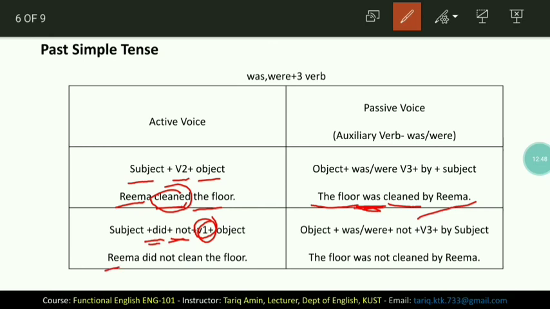Rima plus did plus not plus first form of the verb. Clean is the first form of the verb, and then the floor. Okay, its passive voice is: the floor plus the appropriate helping verb, and after the appropriate helping verb we use not, and third form of the verb plus by plus Rima.